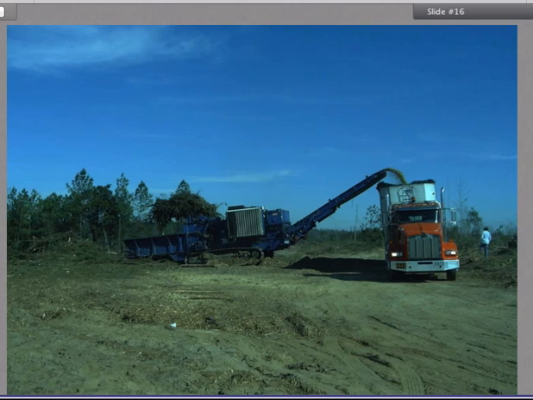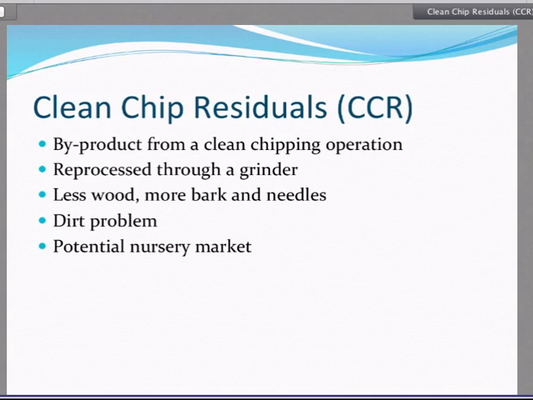The quality of this material is quite variable. It's obviously less wood and much more needles and bark. Dirt can be a problem. And that really falls back on time of the season, and also who the operator is. Some operators are very good. They make sure they don't pick stuff right off the ground. They make sure they don't push up too much stuff off the ground.